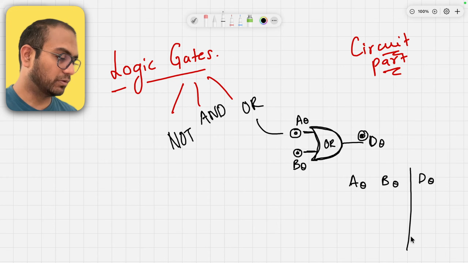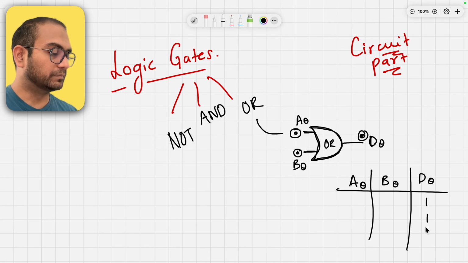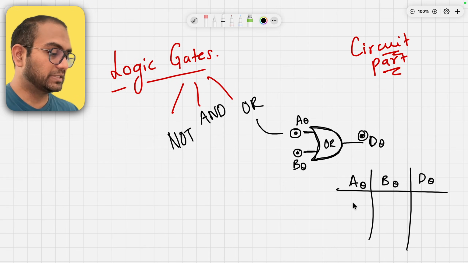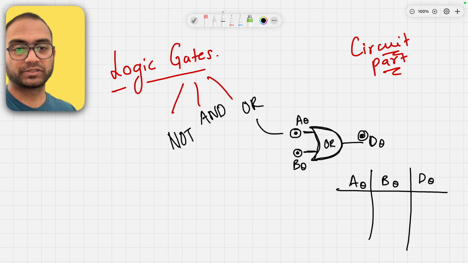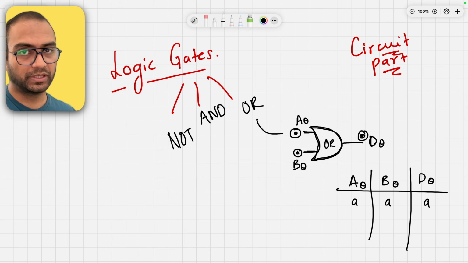Some of you might already know this. But if not, the idea is that we have different outputs based on the combination of inputs, present or not present. We can only have binary states: it's either present or not present. So if A0 is absent and B0 is absent, then D0 will be absent.